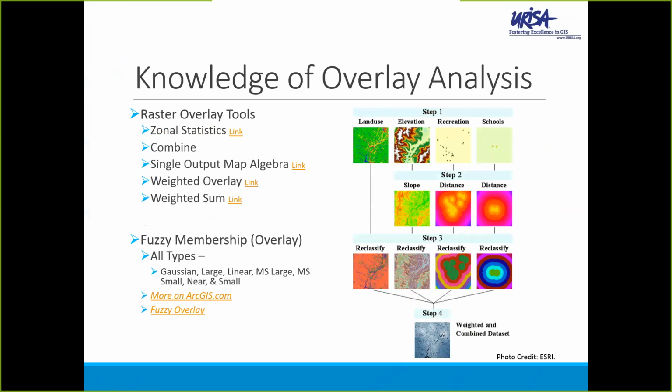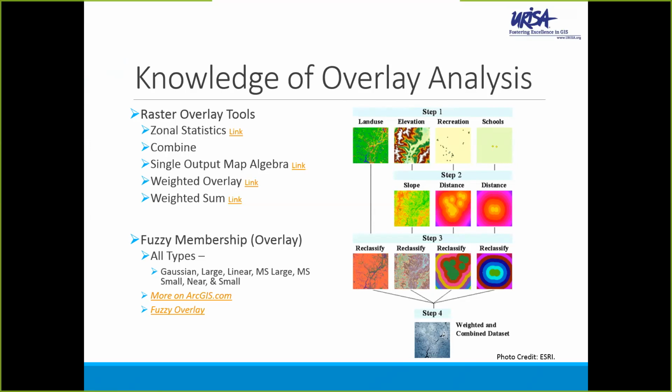Getting on to raster. Understanding raster layer types is important when you get to these particular tools: zonal statistics, combine, single output, map algebra, weighted overlay, and weighted sum. So getting into zonal a little bit, it develops an area of single value after processing from multiple data sets. See the link for good examples and representations of this.